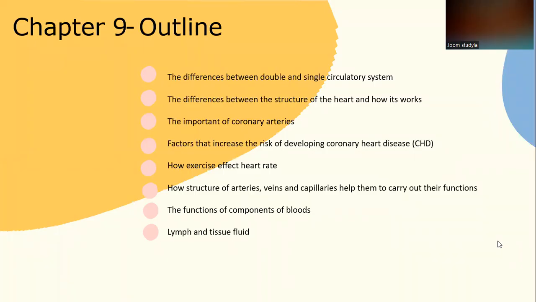In this chapter, you will find out about the differences between double and single circulatory systems, the structure of the heart and how it works, the importance of coronary arteries, factors that increase the risk of developing coronary heart disease, and how exercise affects the heart rate. You will also learn how the structure of arteries, veins, and capillaries help them to carry out their function, and the functions of the components of blood, lymph, and tissue fluid.